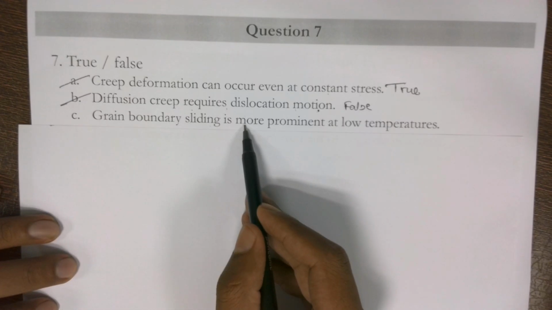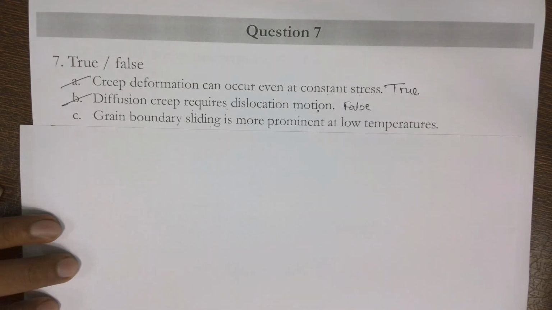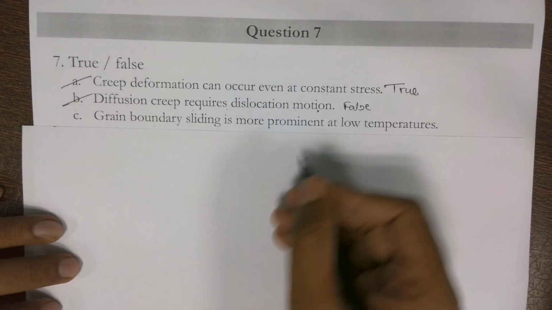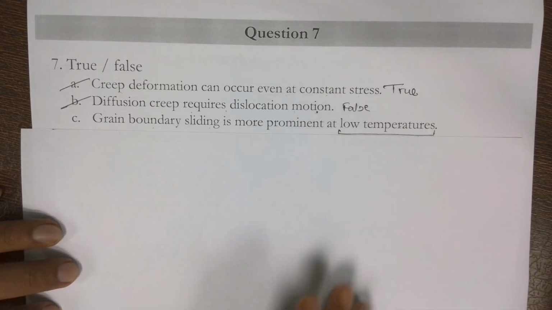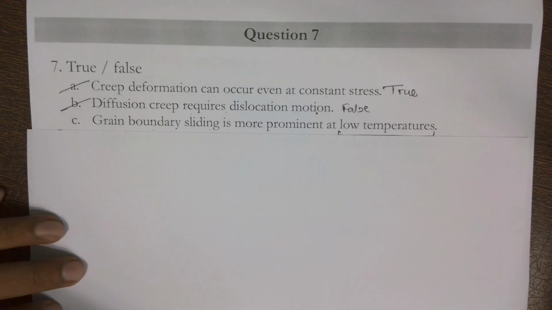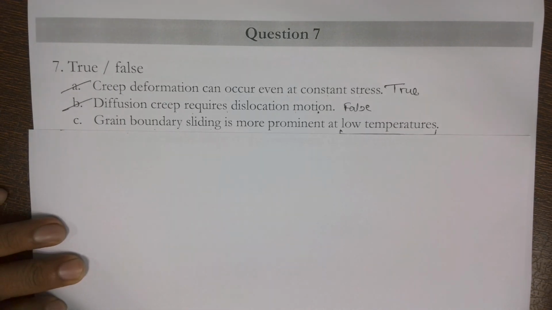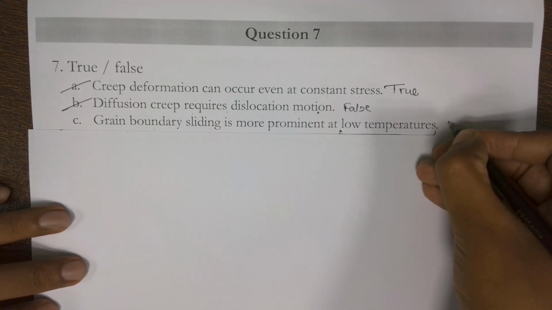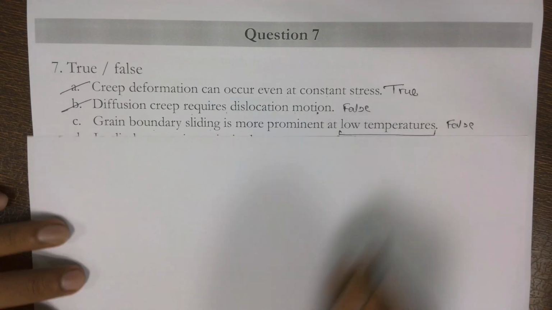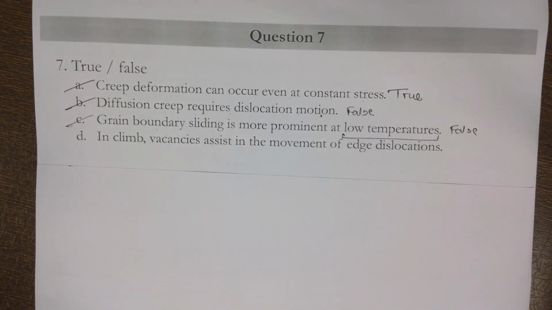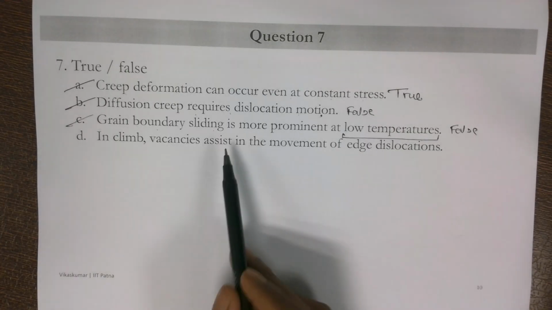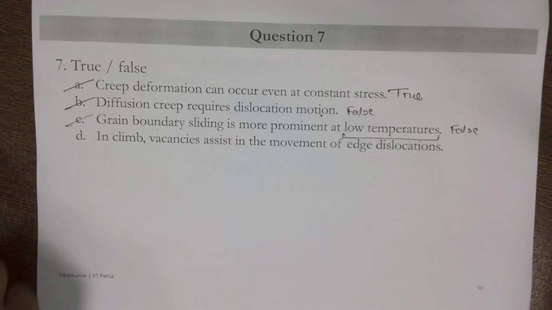Grain boundary sliding is more prominent at low temperature. For the grain boundary to move, will it require more temperature or less temperature? Obviously, it will require more temperature. At high temperature only, the diffusion will be faster. Very good, it is false. Let's go to the last part. In climb, vacancy assists in the movement of the edge dislocation.